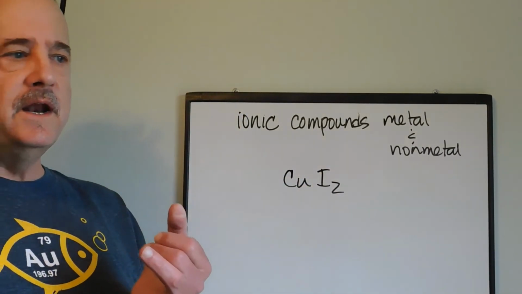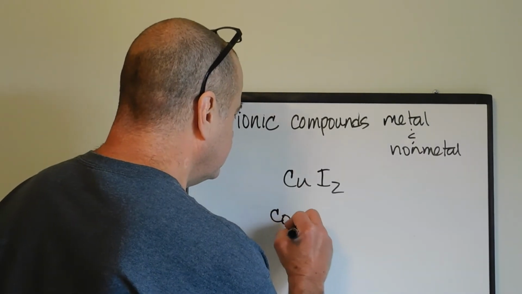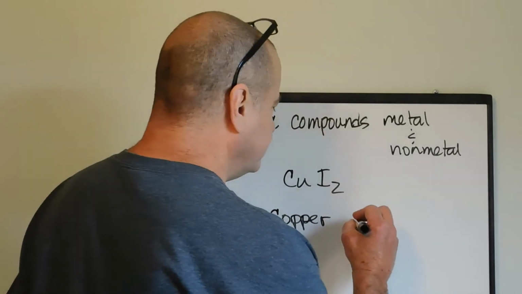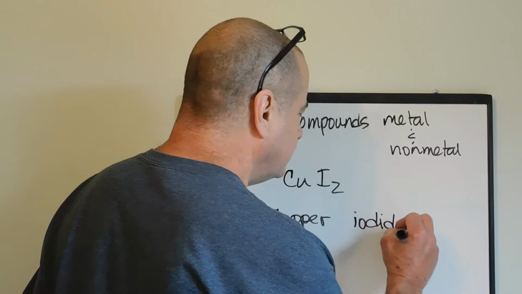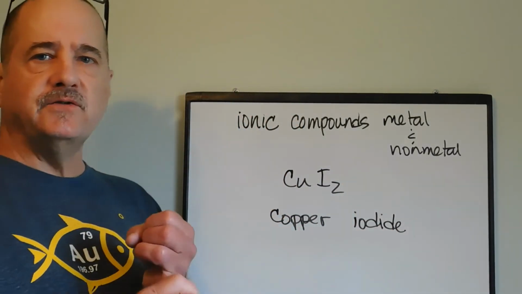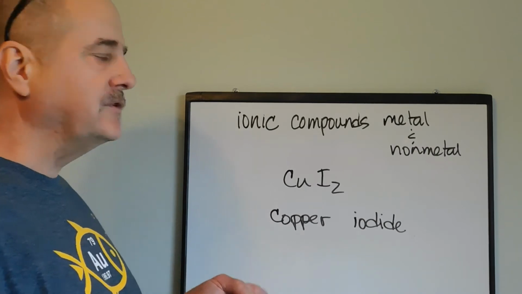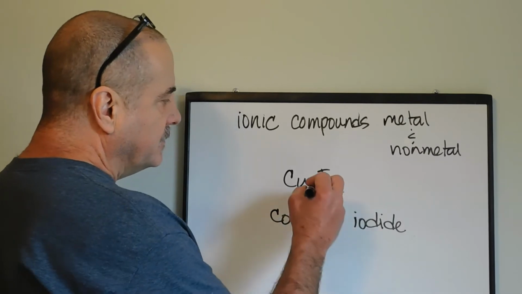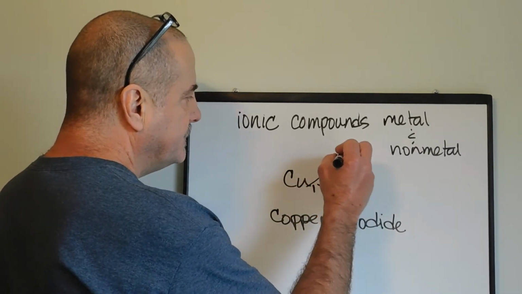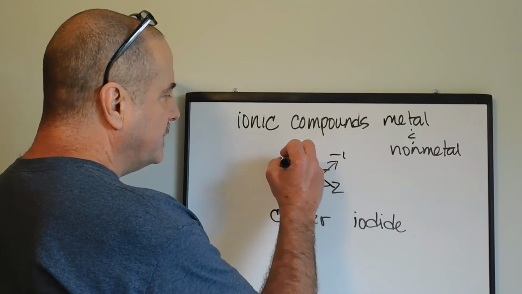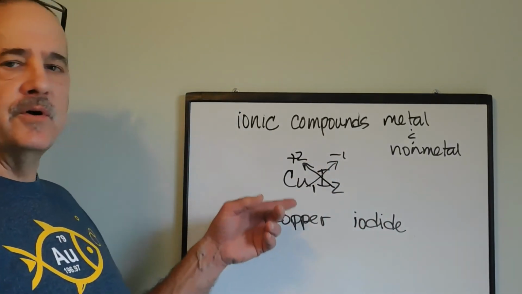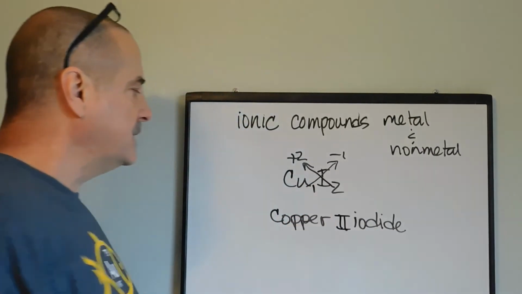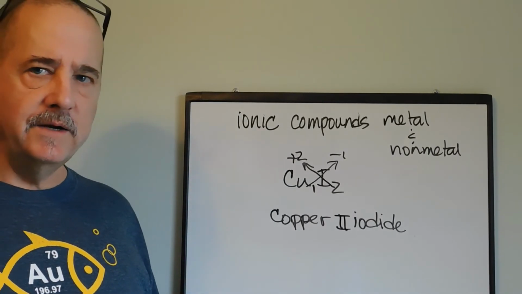Okay? Write down the name of the metal. Write down the name of the nonmetal, changing the ending to IDE. You look at it, is it a transition metal? It is, so we have to figure out what the charge is. Remember, we did the crossing over. So the 1 goes up here. The 2 goes up here. So you know that copper has a charge of +2. So you put the Roman numerals in there, and it becomes copper 2 iodide.